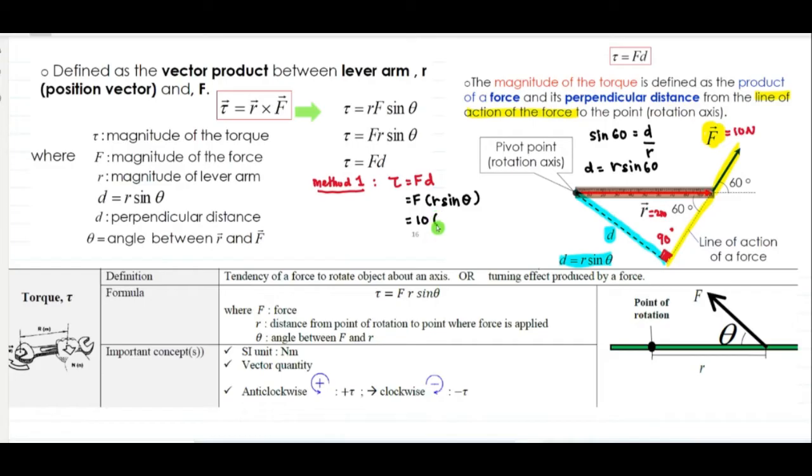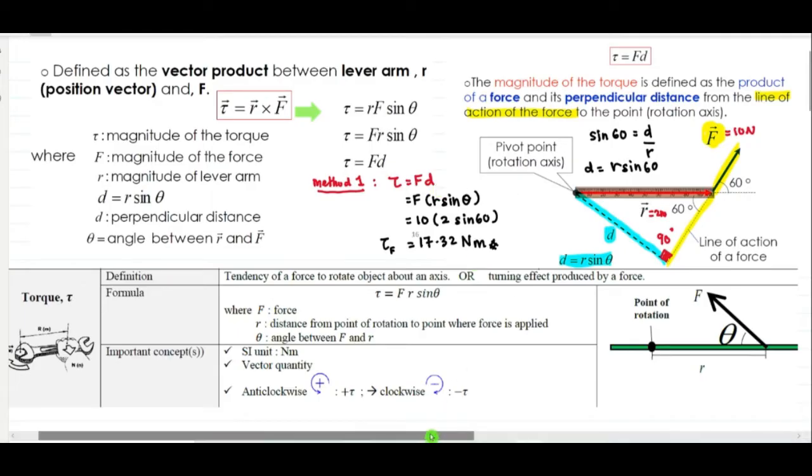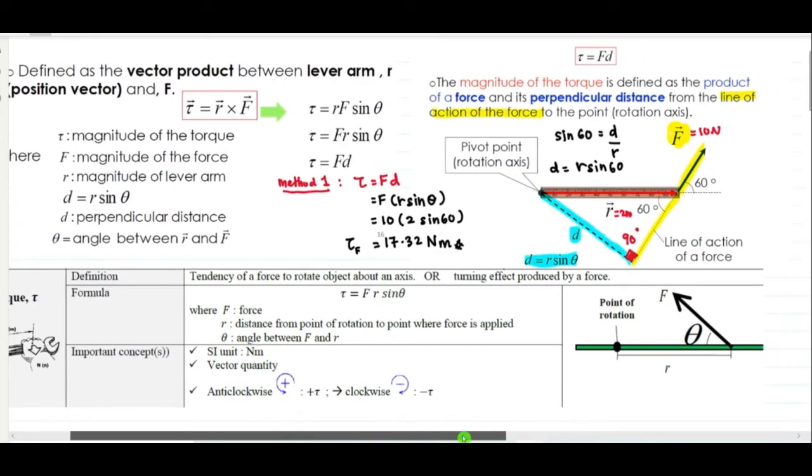F is 10. R here, let's say saya dah letak situ nilai dia 2 and the angle is 60 degree. Kalau kita tekan calculator, kita akan dapat nilai dia bersamaan dengan 17.32. So the value of torque by the force F is 17.32 Newton meter. Ini cara yang pertama, kita tarik line F dan D, dan kita tengok dekat mana line itu perpendicular to each other.